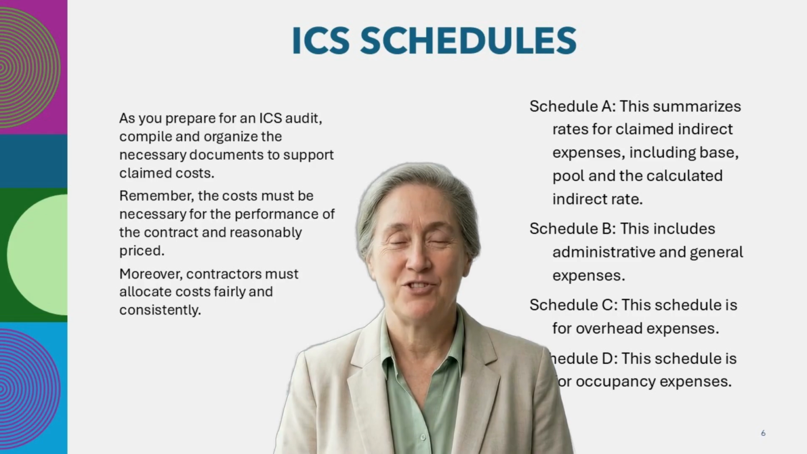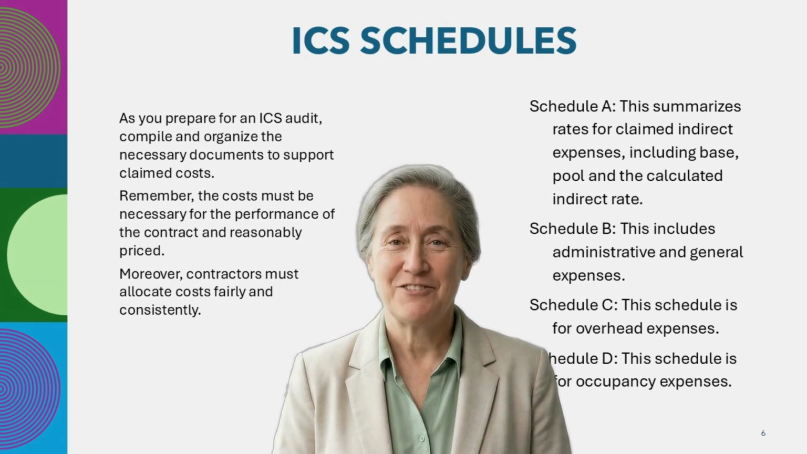Schedule A, which summarizes your claimed indirect expense rates, including the base, pool, and calculated rate. This schedule summarizes all of the base and pool schedules you have created. At PSG, we always include active links from Schedule A to the supporting schedules. This eases the review process and limits any confusion to the auditors on the data being submitted.